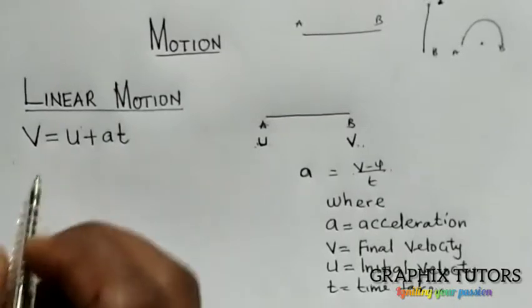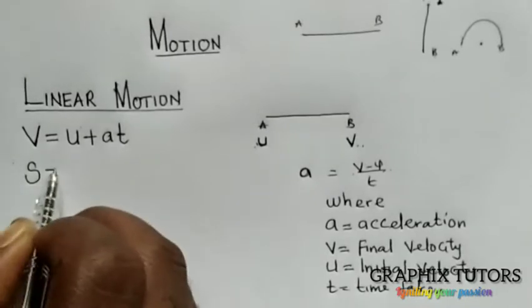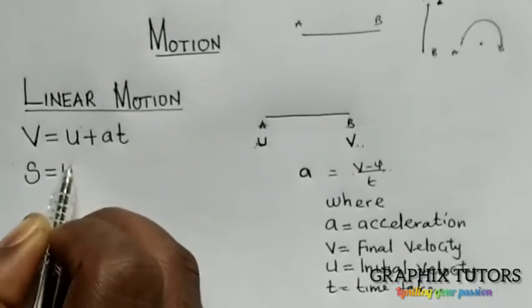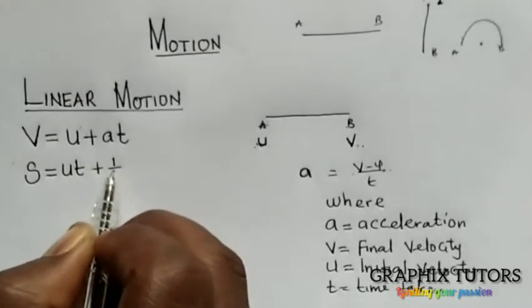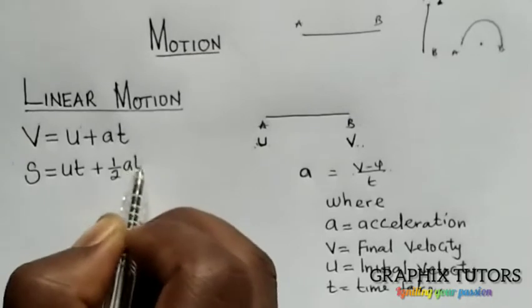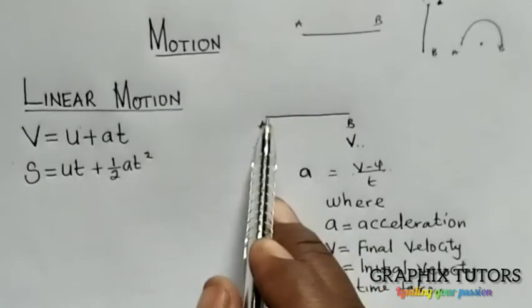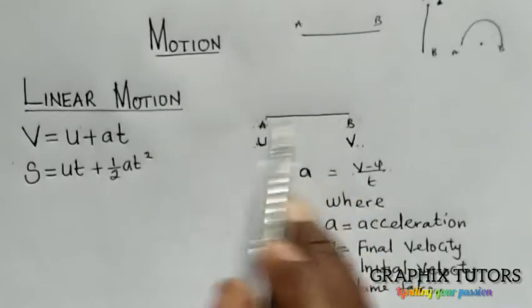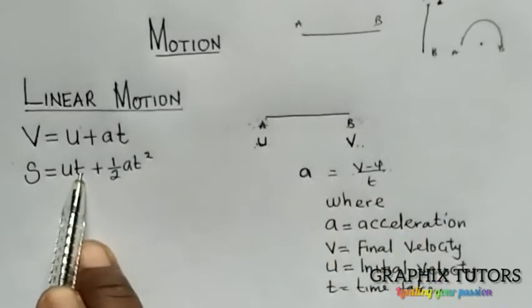Now the second one is given as what? S equals to what? UT plus half AT squared. Either you call it half AT squared or AT squared over 2. S is this distance, the distance between here and here, which we know is represented in meters. We already know what U is, we know what T is, we know what A is.